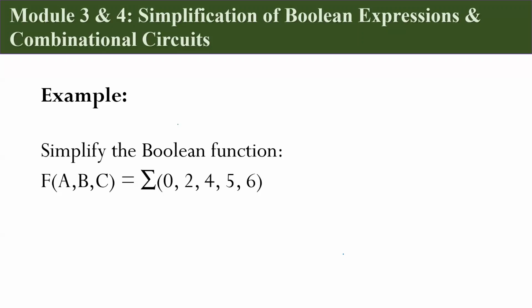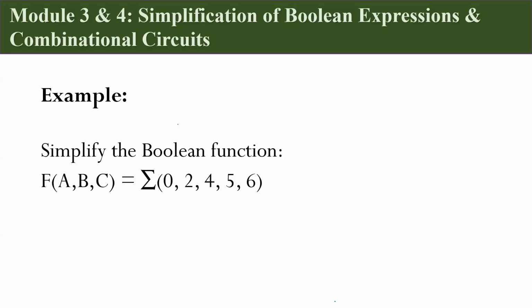The summation of 0, 4, 5, and 6. Now, these numbers you are seeing here are simply representing the decimal numbers. When we were dealing with the number system, I believe you know what 0 represents if you are dealing with 3 bits. You know what to represent when you are dealing with 3 bits, and so on.